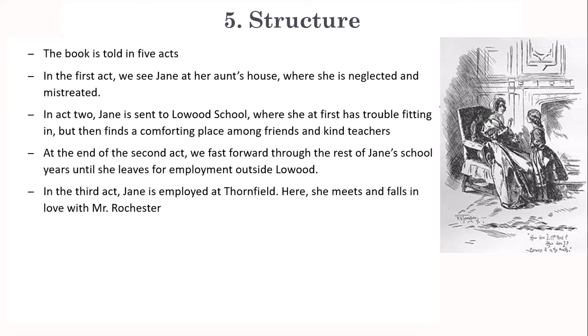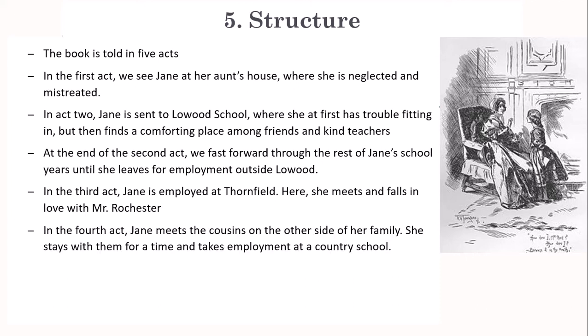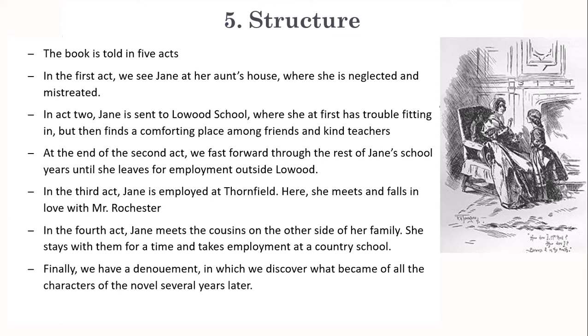So in the third act, Jane is employed at Thornfield. That's where she meets and falls in love with Mr. Rochester. In the fourth act, Jane meets more of her family members, and she stays with them for a time and is employed at a country school. So a little bit of time away from Thornfield. And then in the denouement, it's a fancy French word meaning the end. In the fifth act, we find out what became of all of the characters of the novel several years later.